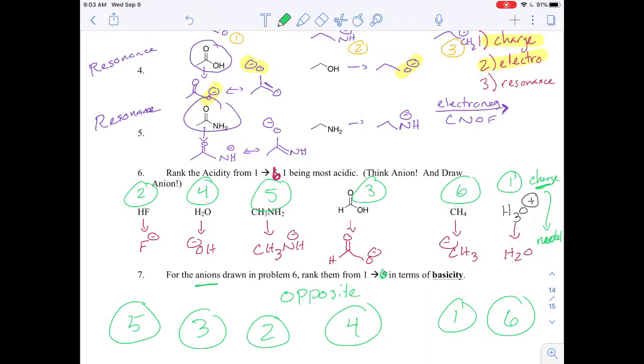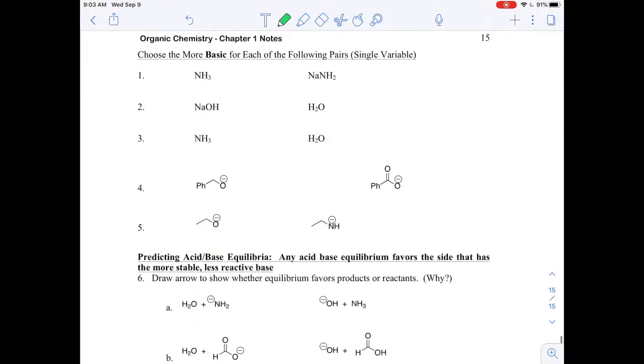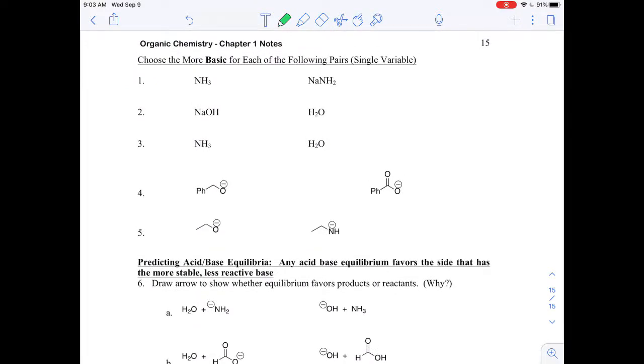Okay, so let's take a look at more. Choose the more basic. So you have to remember that now this is going to grab H's. You're grabbing H's. You're going to gain H's. So again, this is from bad to good. Keep thinking about this. We'll discuss it as we go.